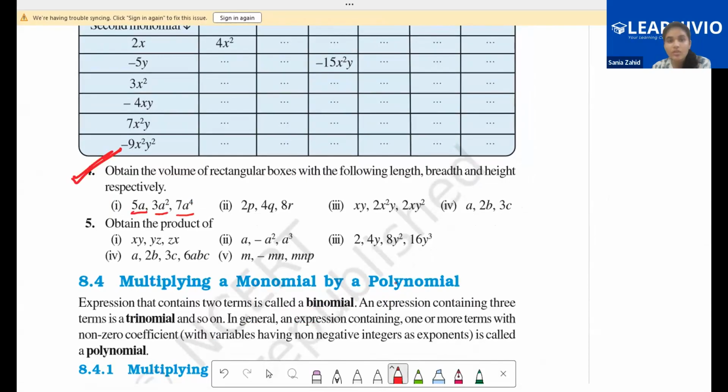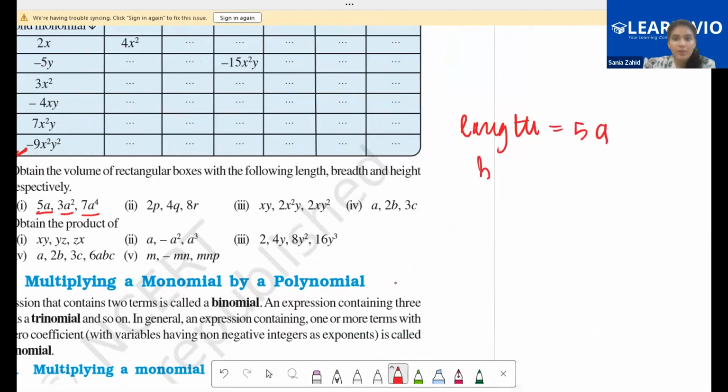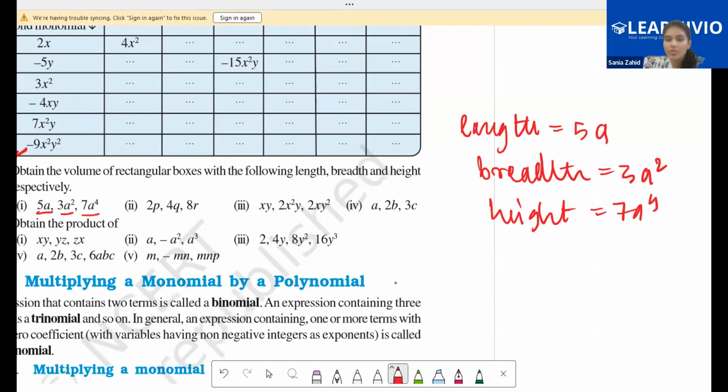So, you will first write down the volume of the rectangle is length into breadth into height. Then you mention length is 5a. Look here, first question I'll solve for you. First, you will write down length is 5a, breadth is 3a square, and height is 7a to the power 4. Then you'll write down volume is equal to length into breadth into height. You have to write that formula also. Then you multiply and then you will write your answer.